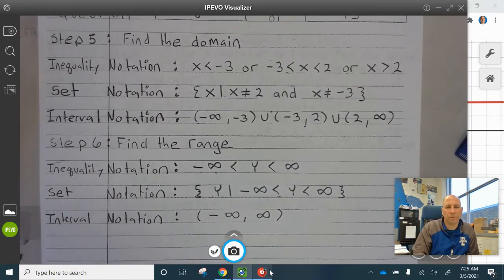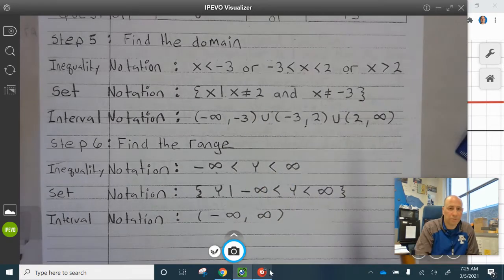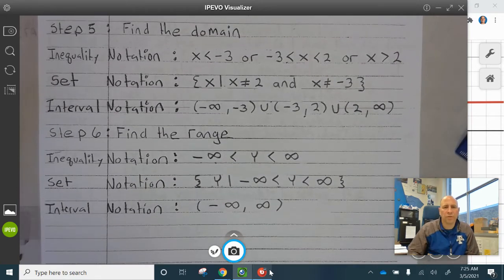Step 5, find the domain. Domain is x is less than -3, or -3 is less than x when x is less than 2, or x is greater than 2. Set notation is x such that x is not equal to 2 and x is not equal to -3. I haven't mentioned it, but these are the vertical asymptotes, okay? Interval notation is from -infinity to -3, or from -3 to 2, or 2 to infinity.